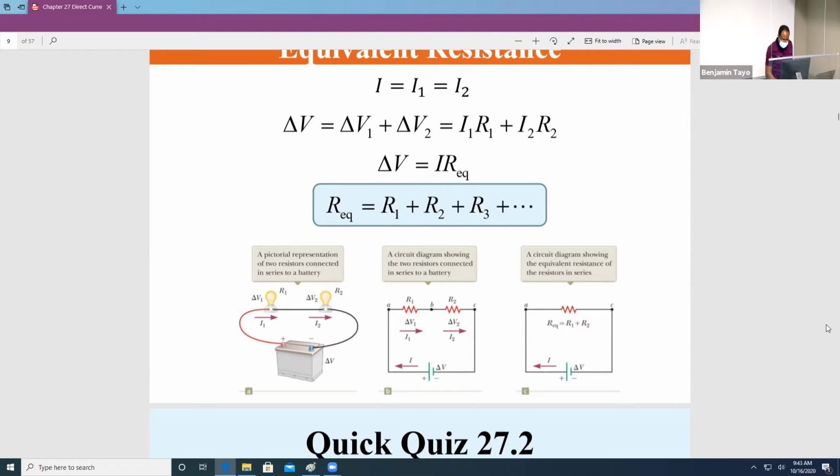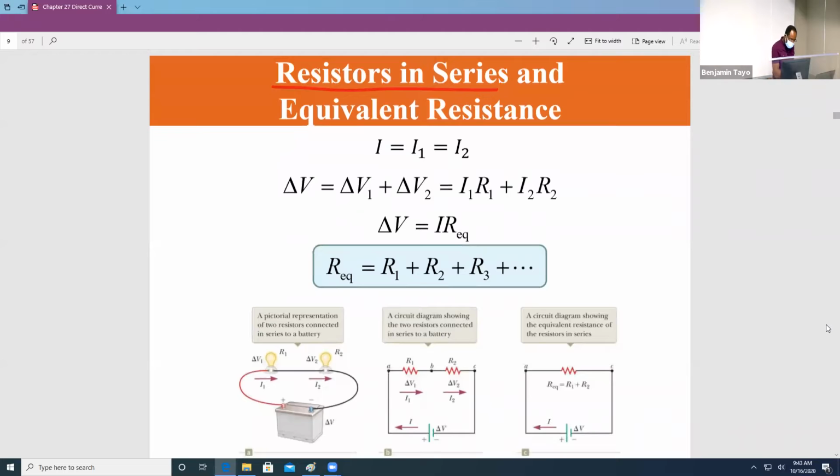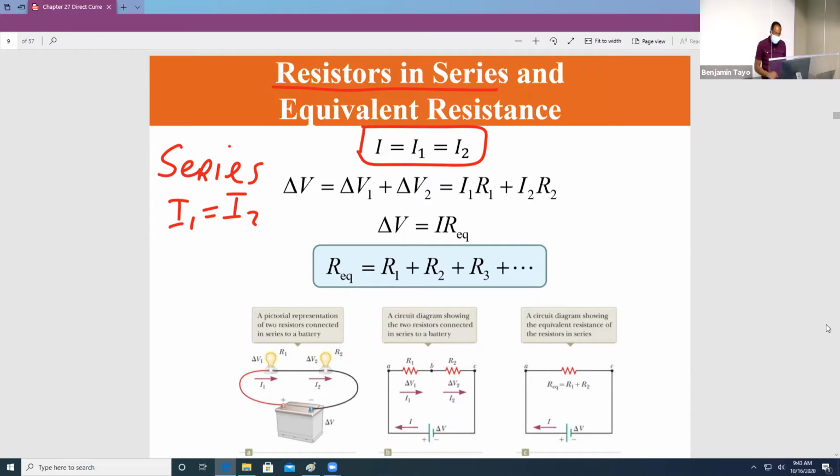Again, the key point is that for resistors in series, the current must be the same, so I1 must be equal to I2, which you see in this equation right here. So the total current is equal to I1, which is equal to I2, because the same amount of current that goes through resistor number 1 is the same amount of current that goes through resistor number 2. The current is the same, but the voltage is not the same.